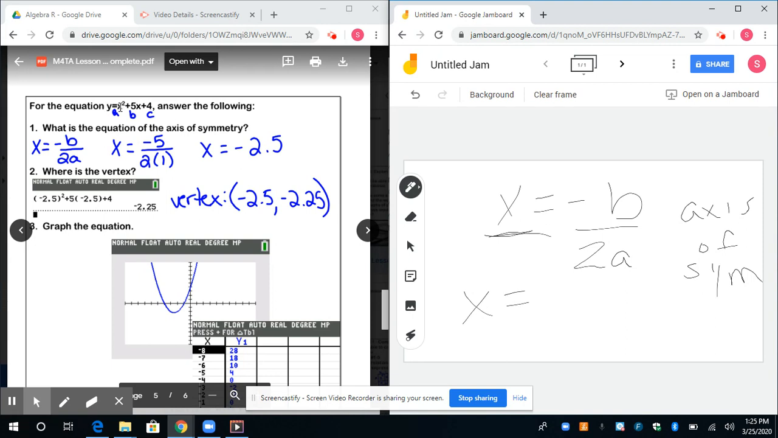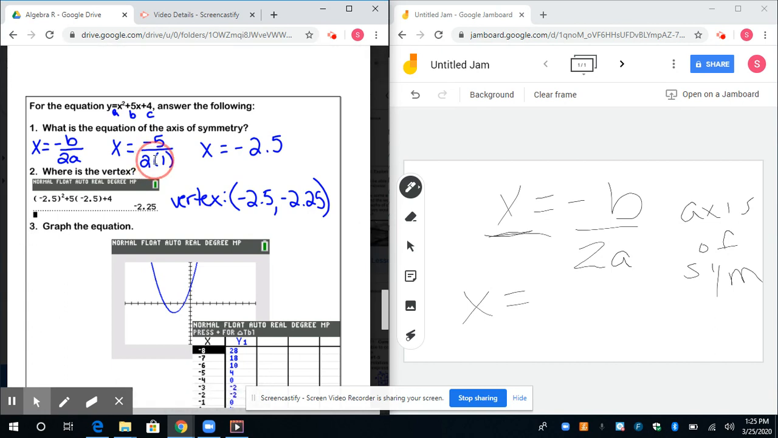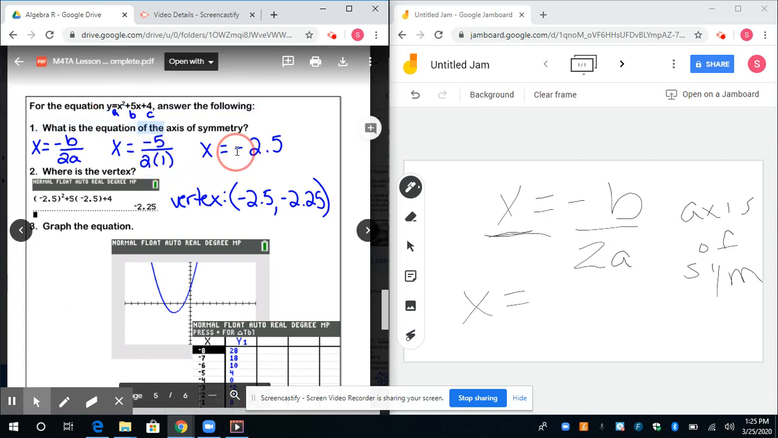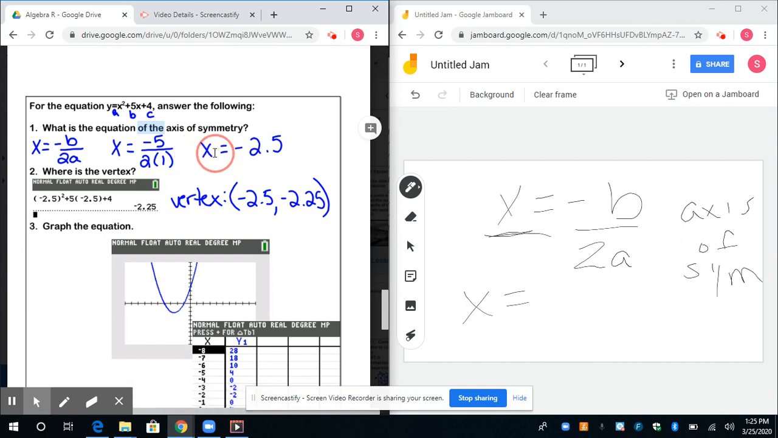So again, I labeled a, b, and c for you. On our quadratic, a is the first number, so it's 1, b is 5, c is 4. You plug it in, so negative b, so negative 5, divided by 2 times a. 2 times a is 2 times 1. X equals negative 5 over 2, which is negative 2.5. So this is our axis of symmetry. You've already solved for it.